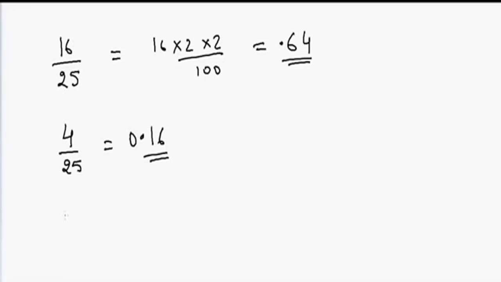Again, another example is if I have 44 divided by 25. So 44 into 4 is what we have to do. 44 into 2 is 88, and 88 into 2 will be equal to 176. So the answer will be equal to 1.76.